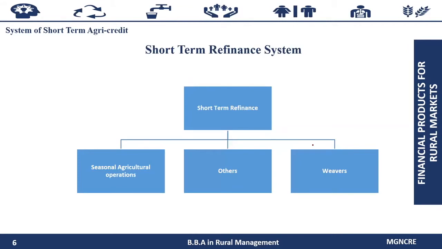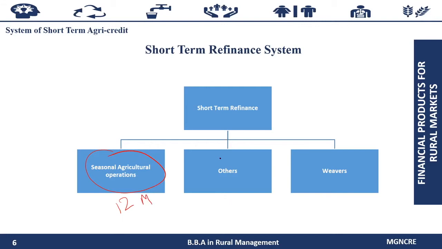And the short-term refinance system includes... what does refinance mean? Refinance is provided for the purpose of production at a concessional interest rate to the state cooperative banks and the RRBs, regional rural banks, through sanction of credit limit. So in short-term seasonal agriculture, each withdrawal against this sanctioned credit limit is repayable within a period of 12 months.